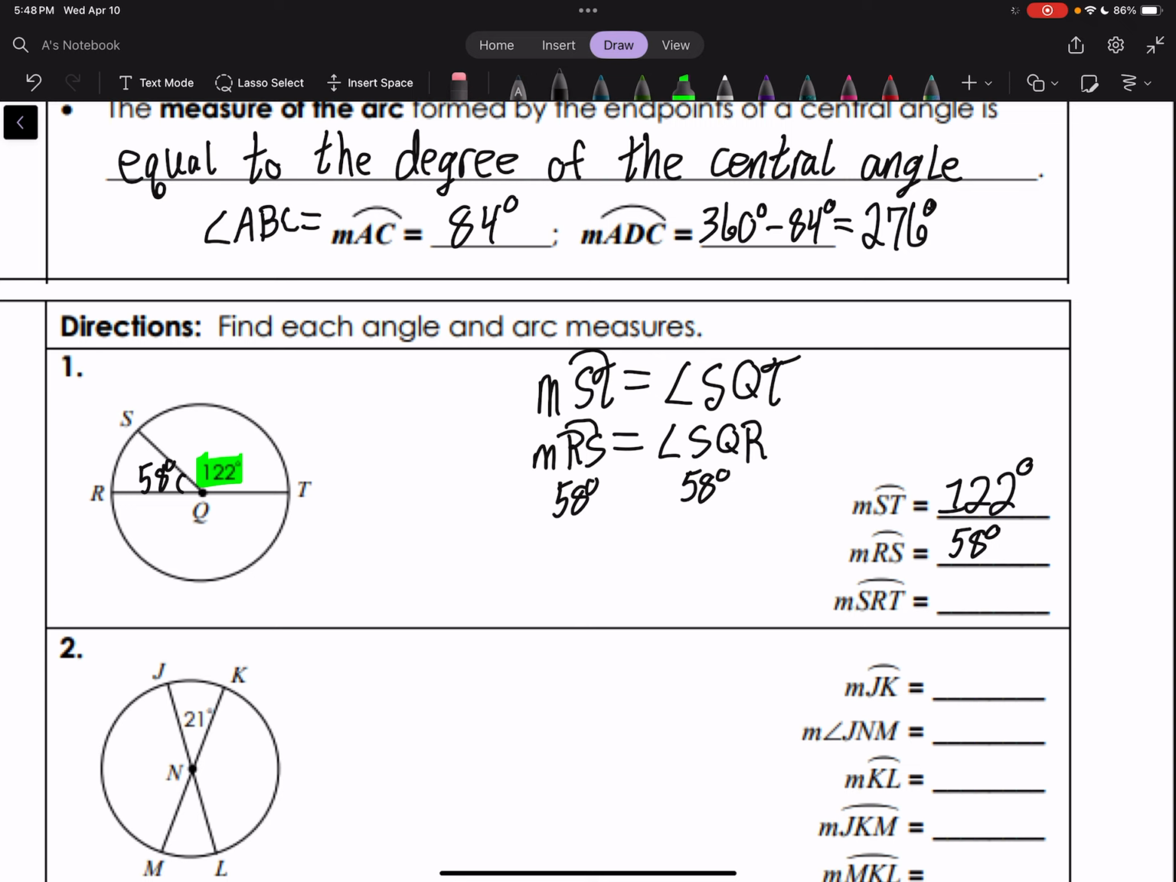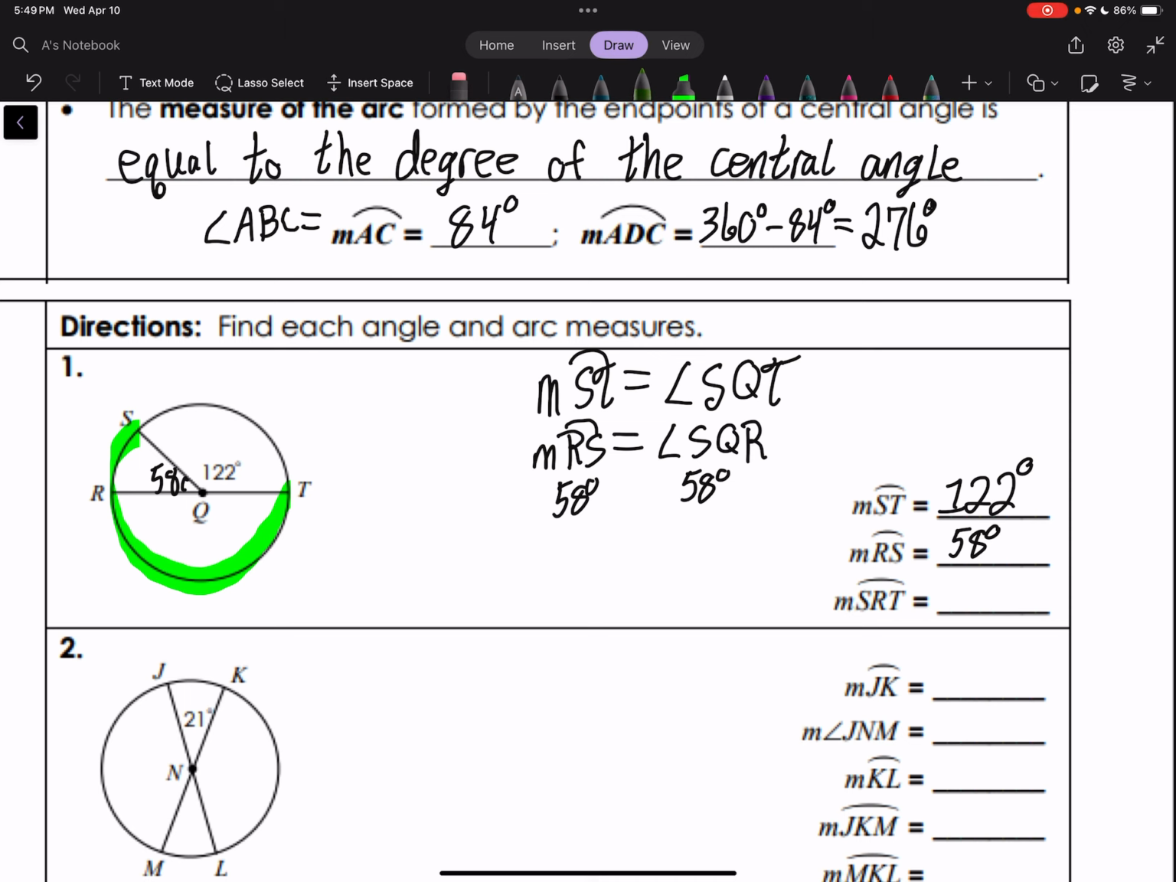The measure of arc SRT. This one takes a little bit of thinking about. Still not that hard, but let's look at it. What I'm wanting to find is the measure of this entire arc. I didn't mean to erase my 58 there.